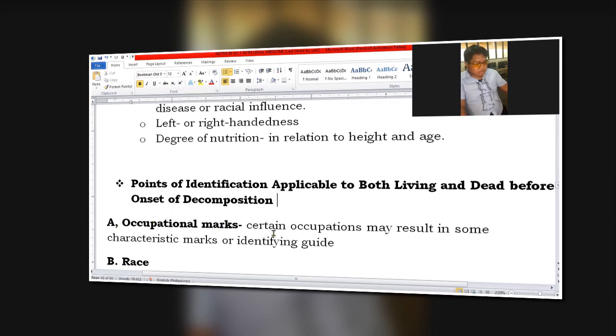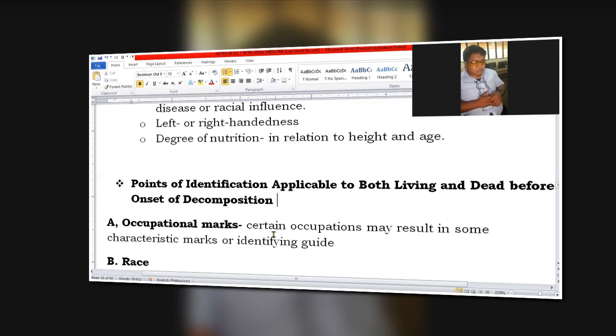Certain occupations may result in some characteristic marks of identifying guide. So pag may namatay, for example, or a cadaver, natagpo ang bangkay, you can determine the identity, kung sino ba ang taong yan, kahit hindi yung pangalan, but at least you can establish his characteristics through his occupational mark.